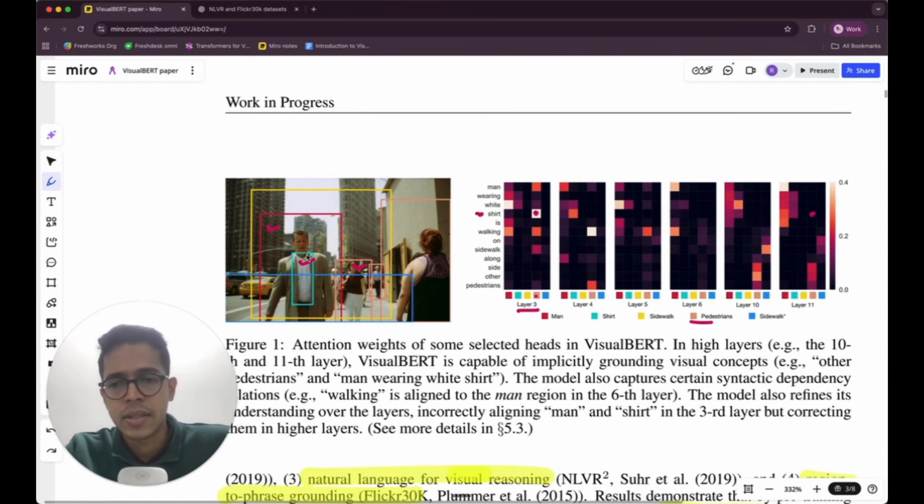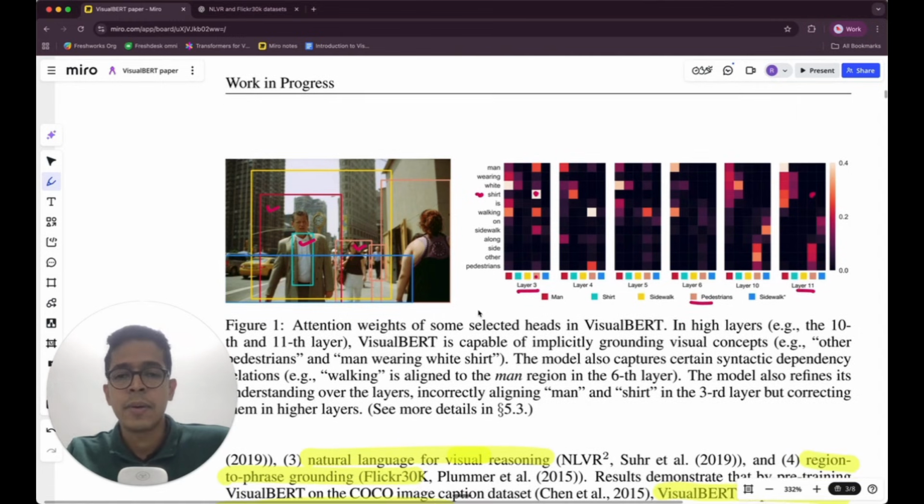Technically, only this is shirt. So ideally, shirt from the caption should not be aligned with the bounding rectangle corresponding to pedestrians. But that is happening in layer 3. But then the model is correcting its own mistake by layer 11. That is what figure 1 is saying.